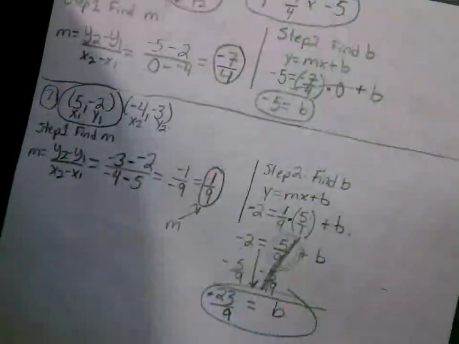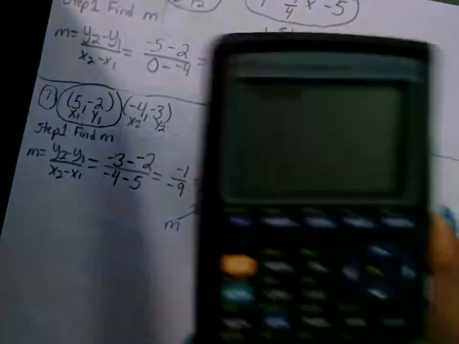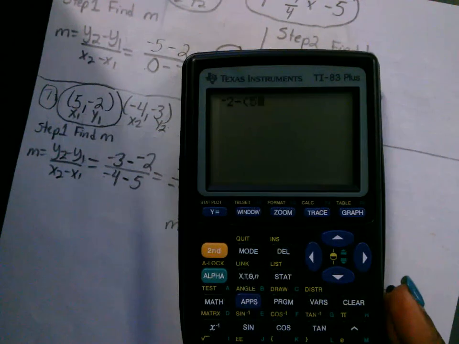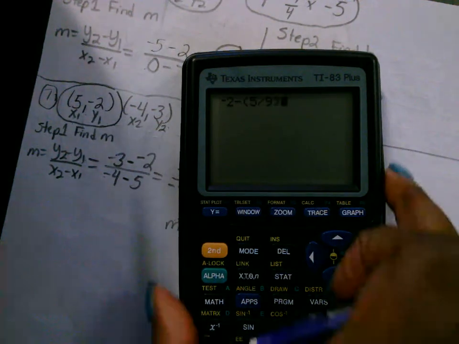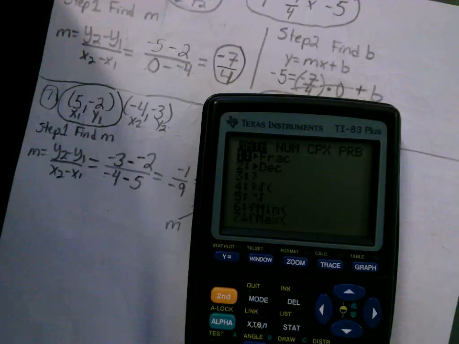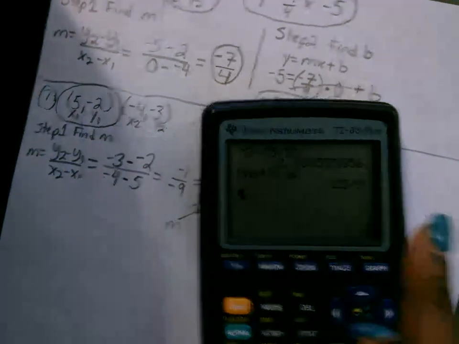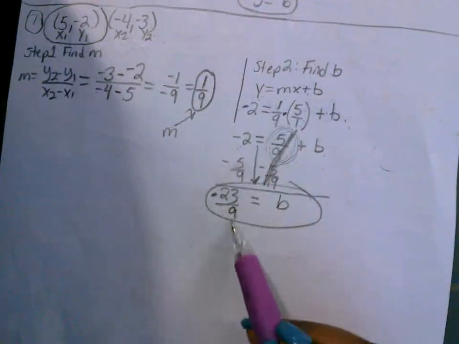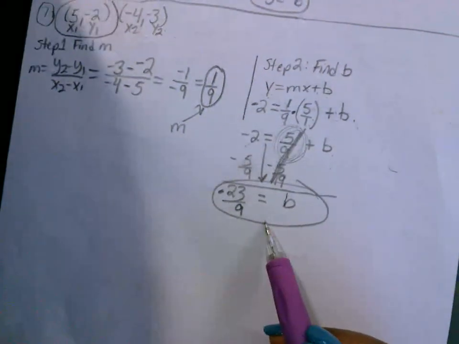The top number is 5. So parentheses, 5 divided by 9, close parentheses. That's how you do 5 over 9. If you press enter, you're going to get a decimal. If you press the math button and enter 2 times, they've written it as a fraction. So the answer, we're going to write it as a fraction, is going to be a negative 23 over 9. That's going to be our B.